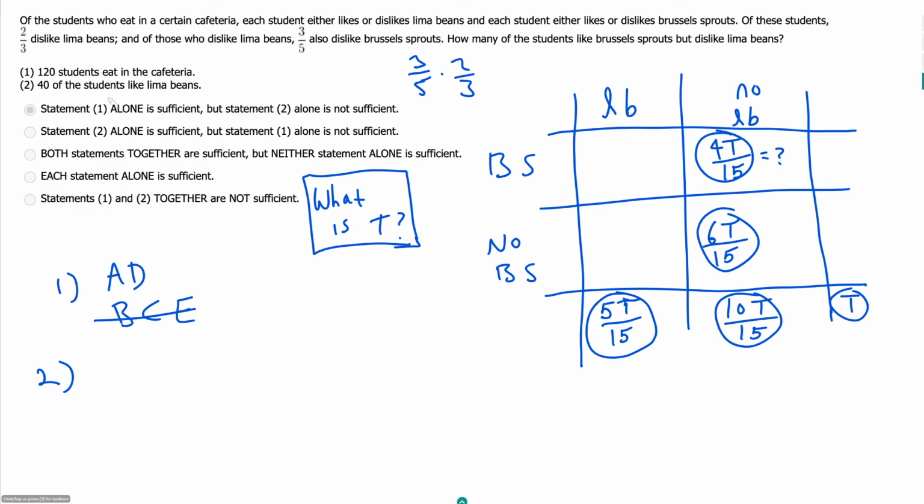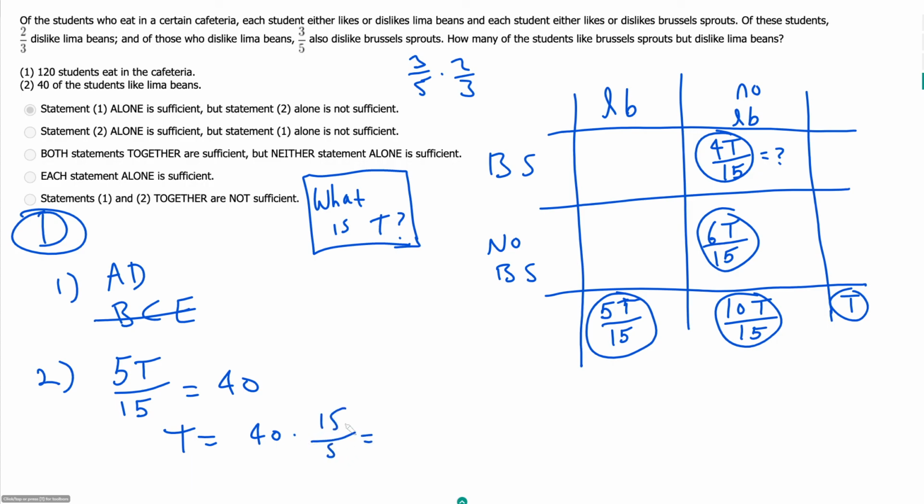Statement 2, 40 of the students like lima beans. So that is this box here. And so that means 5T over 15 is equal to 40. And we should be able to solve for T here, which means indeed D, looking like it's going to be our answer. Let's confirm. Let's make sure our statements don't contradict each other, because they shouldn't, that we get 120 for T. And so if this is the case, T should be equal to 40 times 15 over 5, which is just 3. 40 times 3 is 120. So D is the answer, and my prediction was correct.